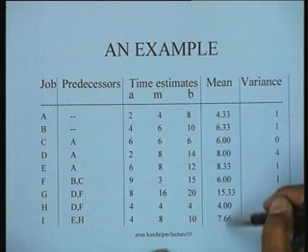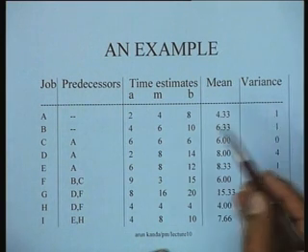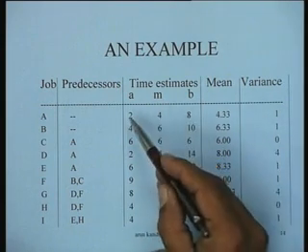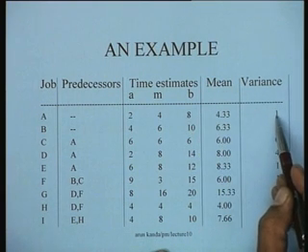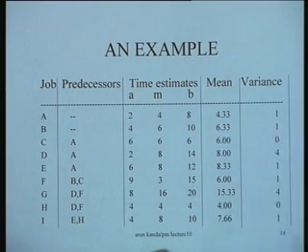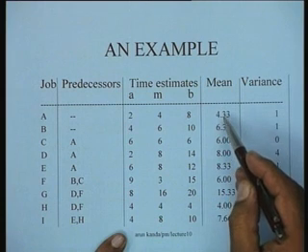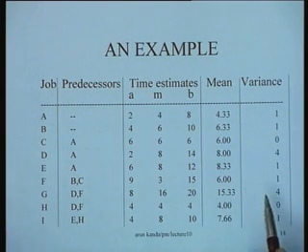So you get the means and you get the variances for each activity. The variance for each activity is b minus a, divided by 6 would be the standard deviation. Square of that is 1, which is the variance. Similarly, the variances for the various activities in this example would be worked out as shown in this table here. So step 1 is to compute the means and the variances of the activities, which can be very easily done.